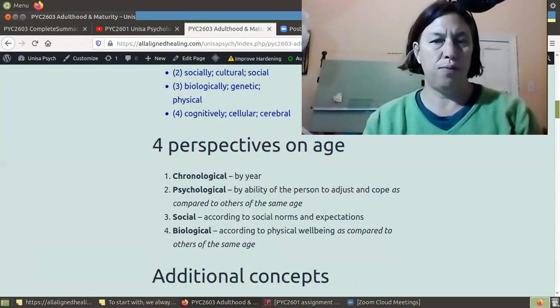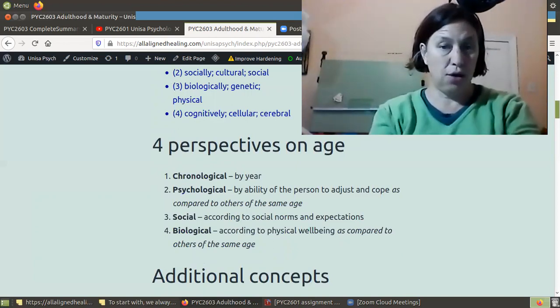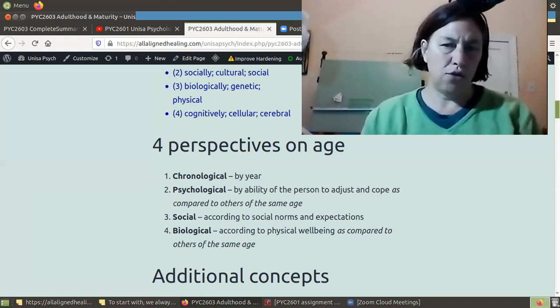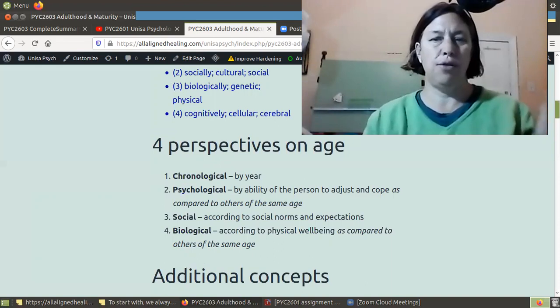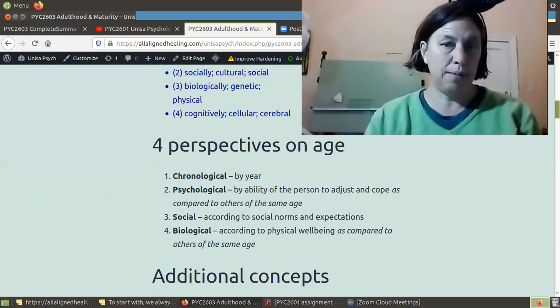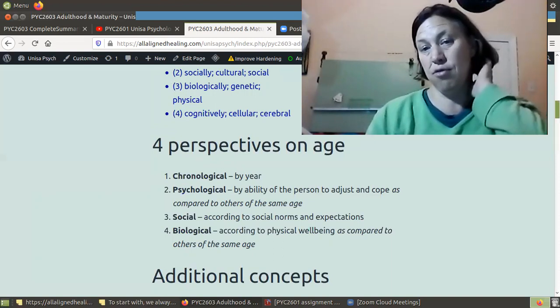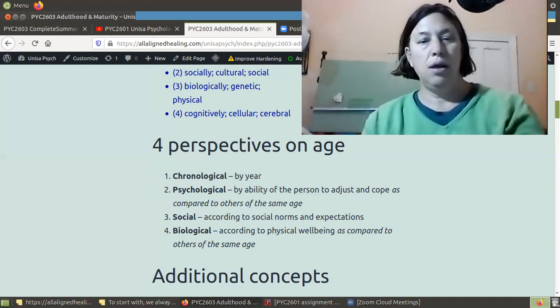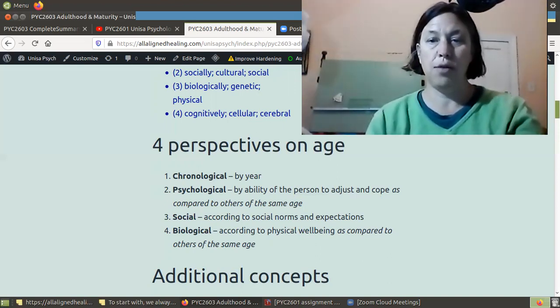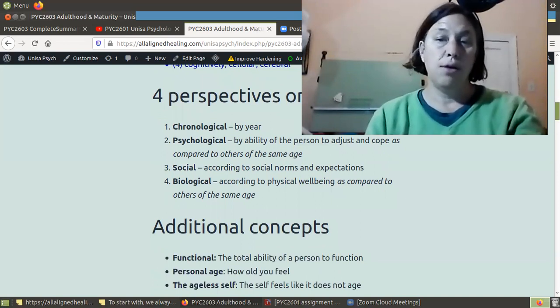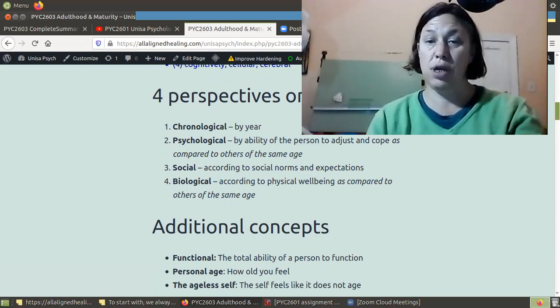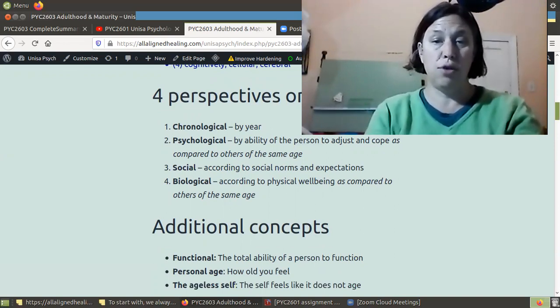Okay, there are four perspectives on age. First, chronological age by year. Second, psychological age by the ability of the person, which is measured by the ability of the person to adjust and cope as compared to others of the same age. So we'll speak about someone having a psychological age of 15, even though they are 20, meaning they cannot cope with the challenges and responsibilities of your average 20-year-old. Okay, social age, according to social norms and expectations. Biological age, according to physical well-being as compared to others of the same age. So if someone's very fit and eats very well and is blessed with good genes, they may have a biological age many years younger than their physical age.